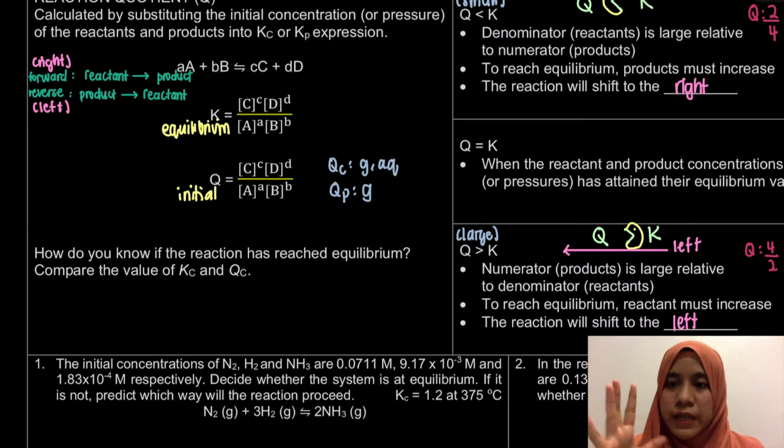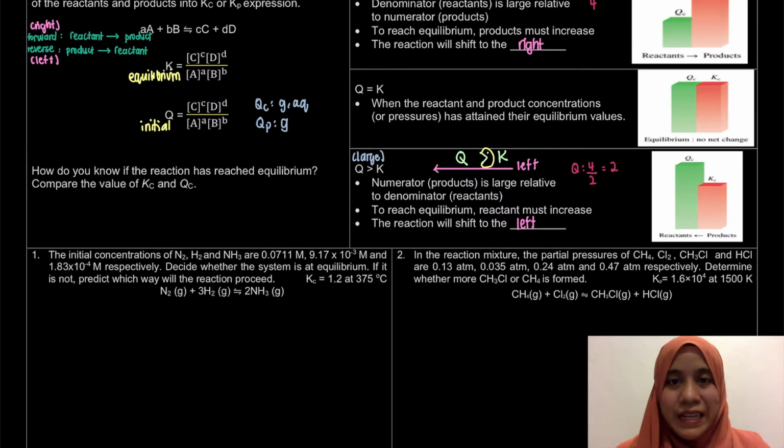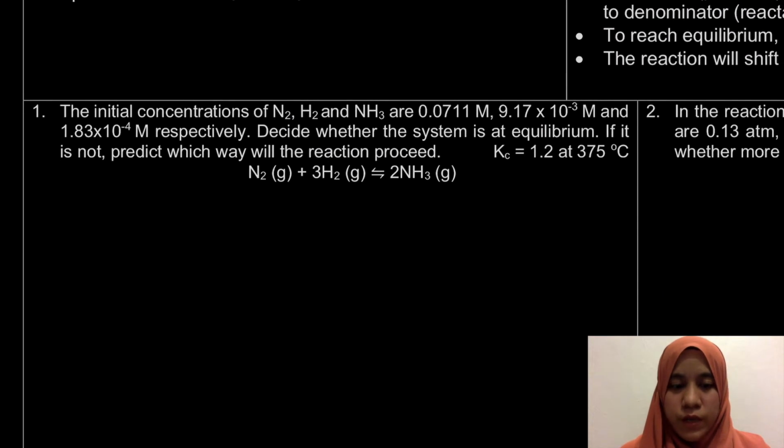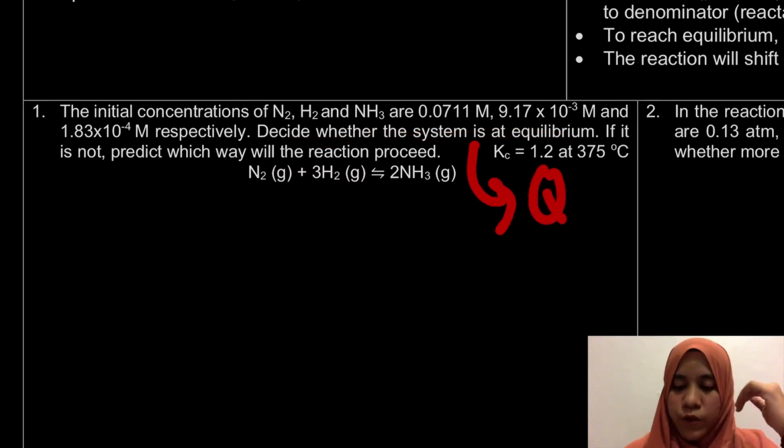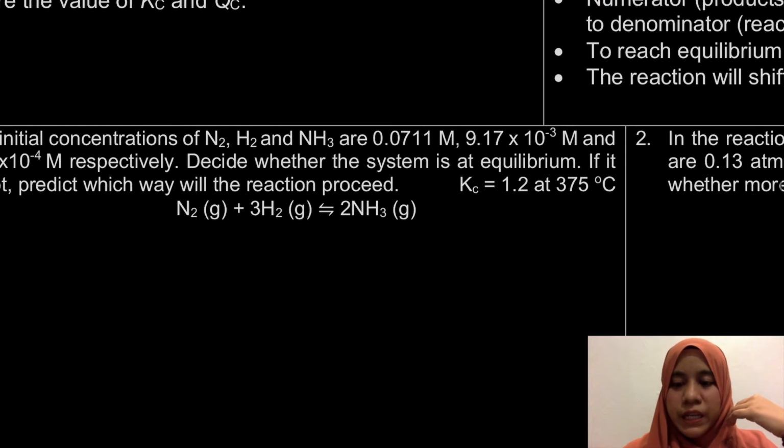Nanti yang last ni kita belajar benda right left ni, nanti Le Chatelier next subtopic pun kita belajar right left ni. Okay, so now let's continue with the calculation. So example number 1, dia bagi dekat sini, the initial concentration of N2, H2 and NH3 are given as follow lah. Okay, decide whether the system is at equilibrium. If it is not, predict which way will the reaction proceed. So, kalau soalan dia tanya, decide whether the system is at equilibrium, so it means that we have to find our Q. Okay, tapi again, Q ni, there are two types of Q we can find. Qc boleh, Qp boleh. So, which one we're gonna use? So, sebab dekat sini dia dah bagi kat kita Kc.